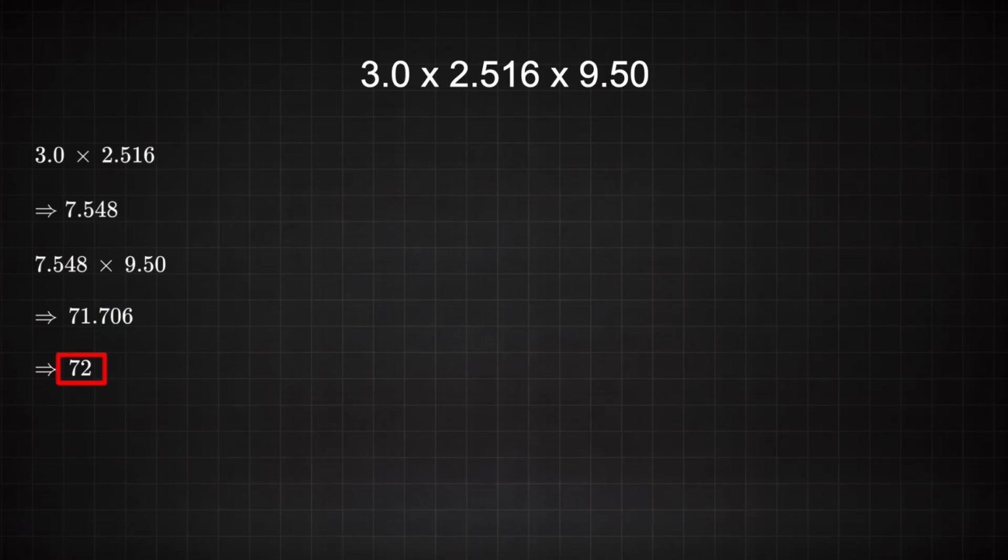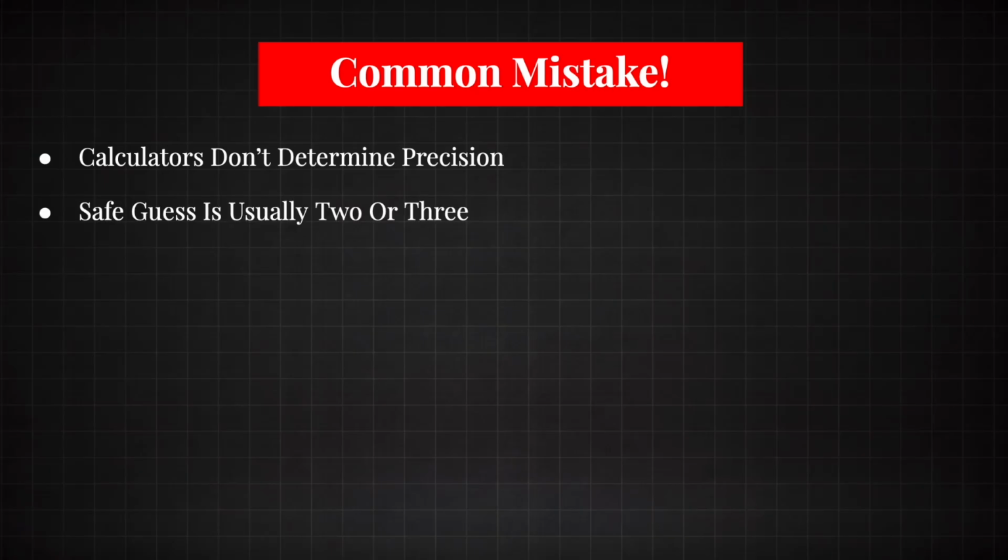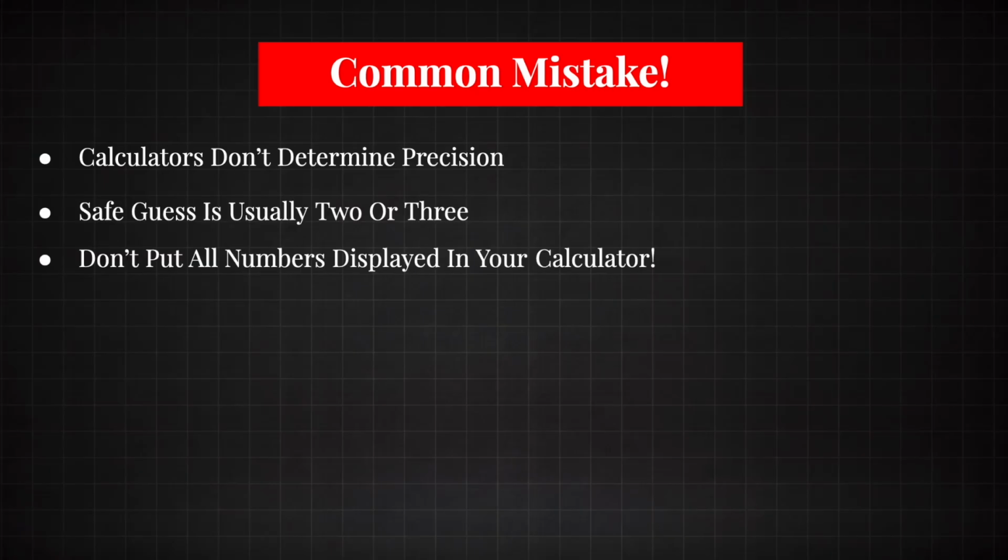There are additional rules for addition and subtraction involving decimals, but for now I just wanted to focus on the rules you'll most likely encounter in your calculations. Now that we've gone over significant figures when multiplying and dividing, I want to re-emphasize that one of the biggest mistakes students make is treating calculators as if they determine precision. But calculators don't understand uncertainty. They'll happily give you 12 decimal places even if your measurements include a number with only 2 sig figs. If you're finding it difficult to determine how many sig figs to use in your answer, a safe guess is usually 2 or 3. Just don't go putting all the numbers displayed in your calculator as your final answer.